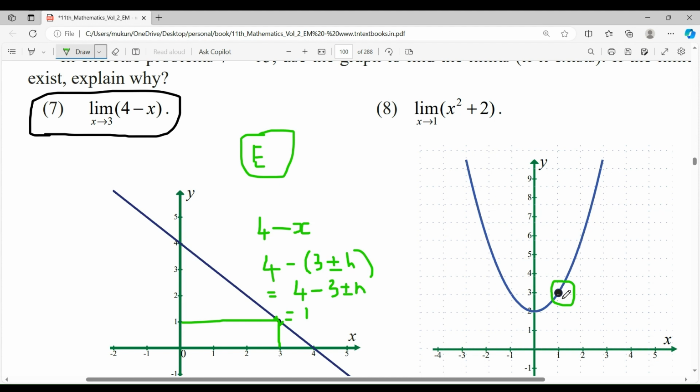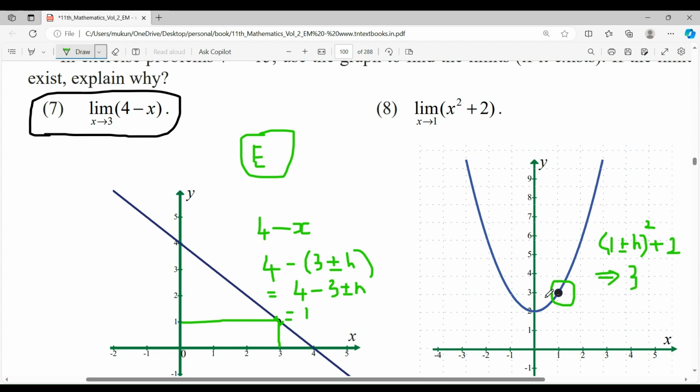And we'll do something very similar to what we did in our previous problem. As x tends to 1, we have the limit of (1 plus or minus h) the whole square plus 2, right? So as h tends to 0, we know that this takes the value 3. And it's very evident from the graph as well, right?